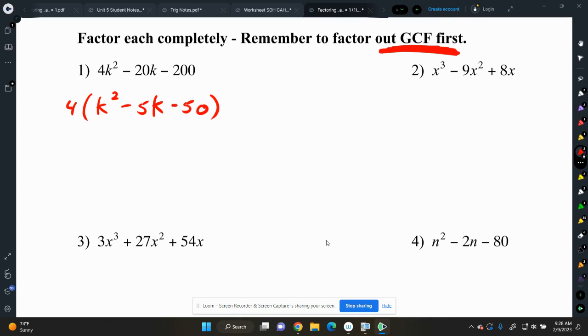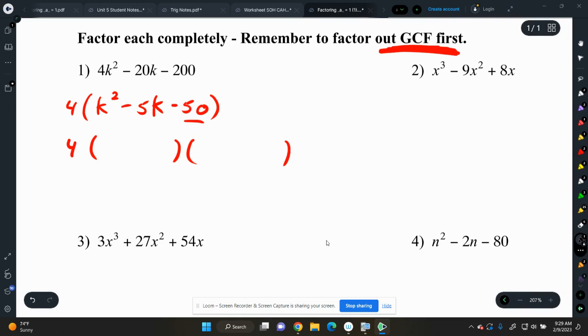Okay, so we set up our 2 parentheses, right? 2 sets of parentheses. Good, so we've got 4, parenthesis, parenthesis, parenthesis, parenthesis. Okay. Jonah, what now? Now you find what equals 50. Good. So I need 2 numbers that multiplied equal negative 50, but add up to negative 5, right?